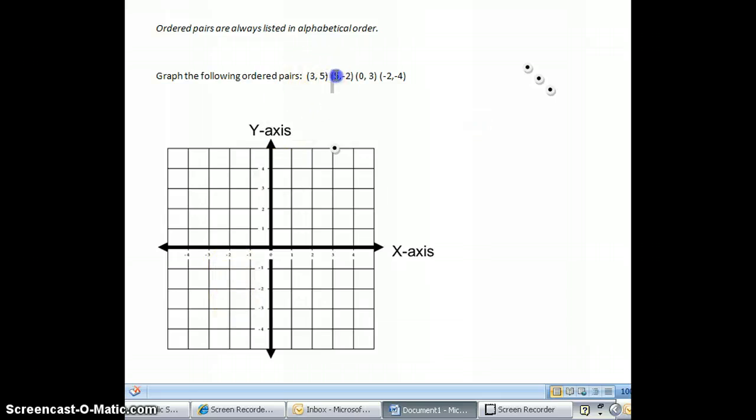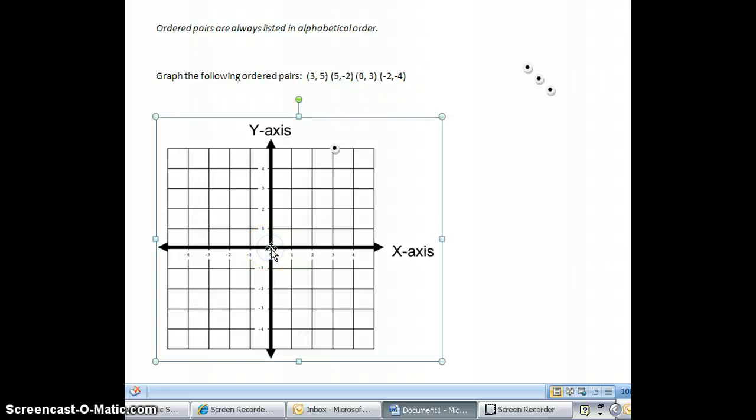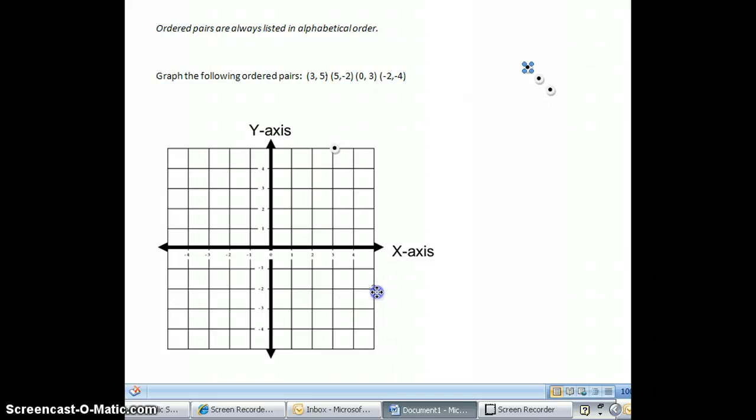Now, I just noticed I don't have enough room. So my next ordered pair is 5, -2. Once again, I'm going to start at the origin. I'm going to move 5 in the positive direction. 1, 2, 3, 4, 5. But this time I'm going to move 2 in the negative direction, which is down. 1, 2. So my ordered pair for 5, -2 goes right there.